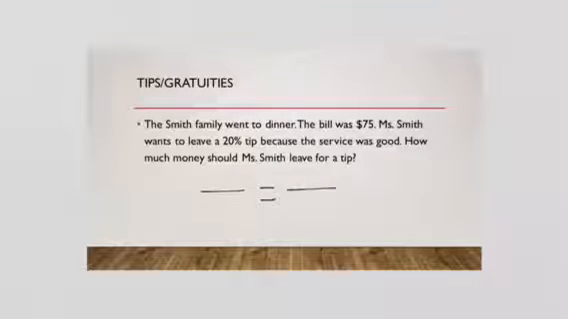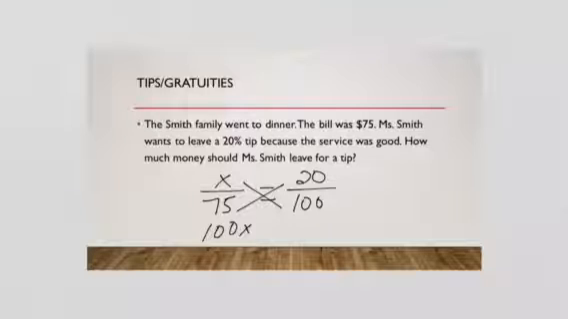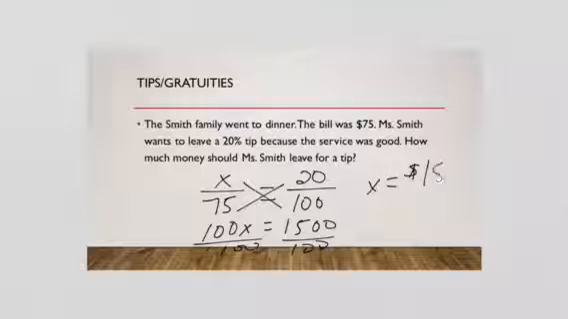So I set up my proportion, and I'm going to put my 100 down here on the bottom right because that's where it goes. And it's 20 out of 100 because it's 20%. The bill was 75, and we're trying to figure out what part is 20%. So once again, we're going to do our cross multiplication. We'll get 100x equals 20 times 75, which is 1,500. Divide by 100. X equals, what's 1,500 divided by 100? How about 15? So she needs to leave a $15 tip. Okay? $15. It's a pretty good tip.